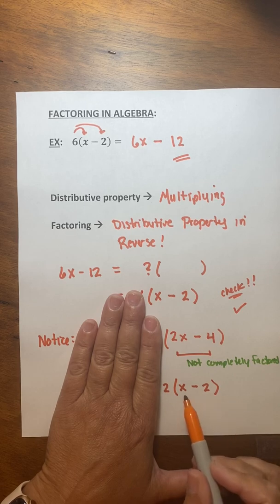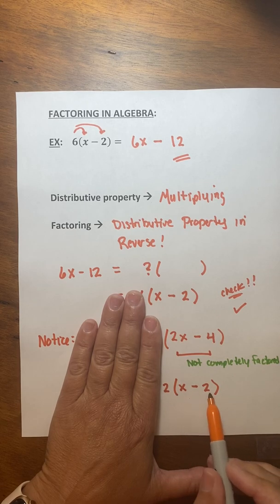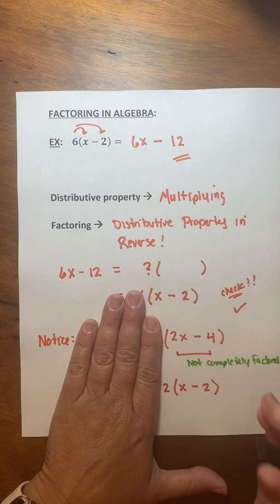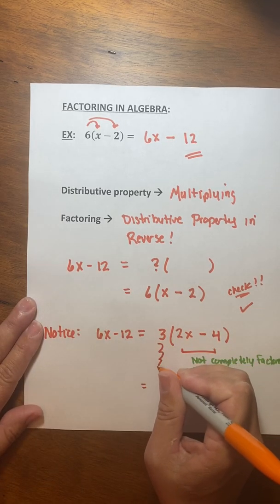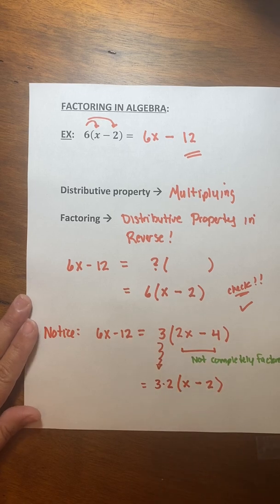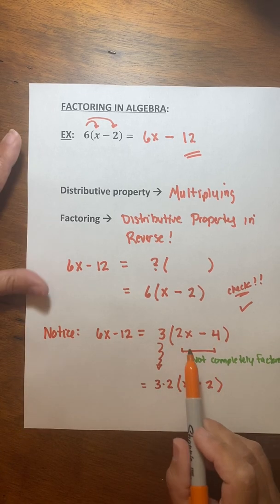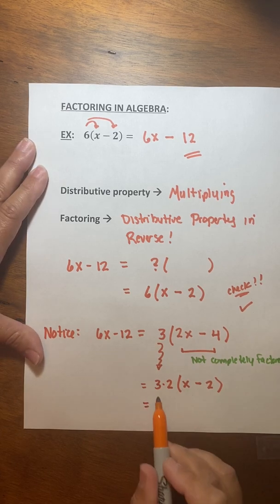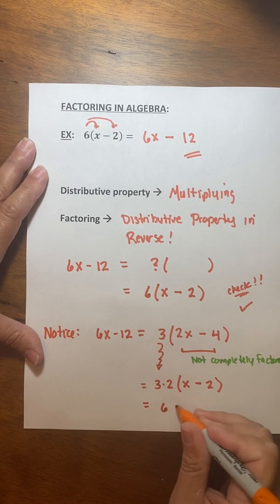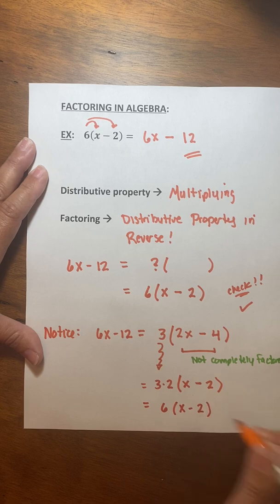And now when we look in the parentheses, there's nothing we can pull away from the x and the 2 nicely to give me x minus 2. But then don't forget, this 3 was out front, so that's got to come down along for the ride. So we would have 3 times, and we replace 2x minus 4 with 2 times x minus 2. And we multiply these two together, and we get 6 times x minus 2.